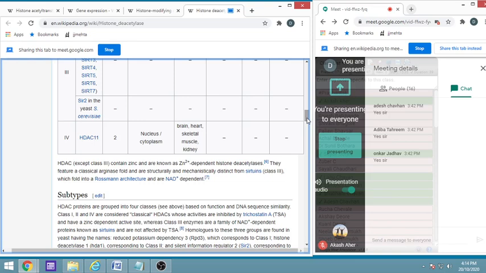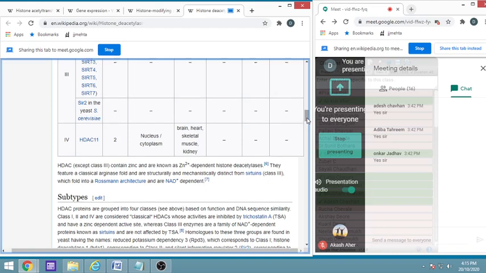Except class 3, they contain zinc. Therefore, we call it a zinc finger, as I told you earlier. And they are known as zinc-dependent histone deacetylases. They are classical arginase folding, structurally and mechanistically. They have a finger-like structure, and therefore we call it zinc finger. Mechanistically they are distinct from the class 3 type, which fold differently.